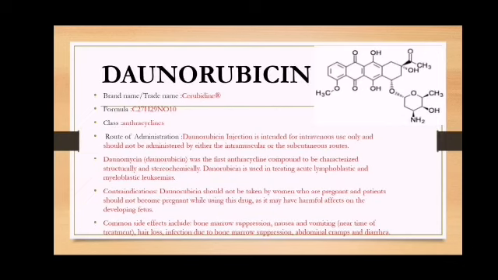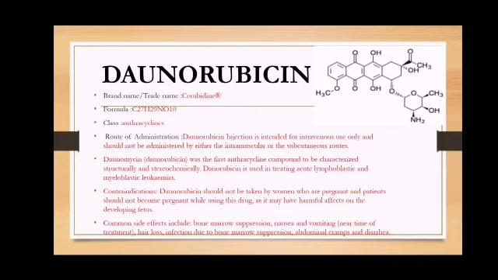Now our next drug is DAUNORUBICIN. It's known by the brand name Cerubidine, formula C27H29NO10. It belongs to the class anthracyclines. Route of administration is intravenous only, and it won't be given by the intramuscular or by the subcutaneous routes. Daunomycin was the first anthracycline compound to be characterized structurally and stereochemically. DAUNORUBICIN is used in treating acute lymphoblastic and myeloblastic leukemias.